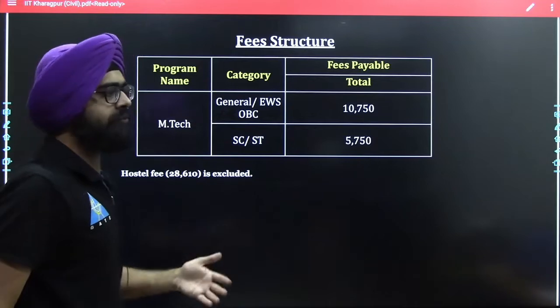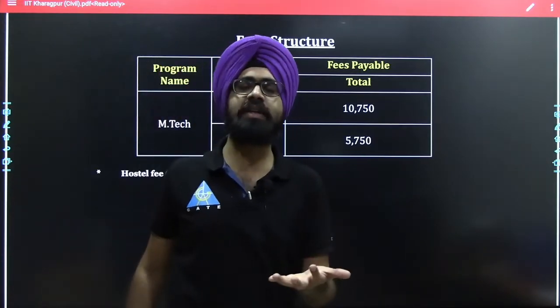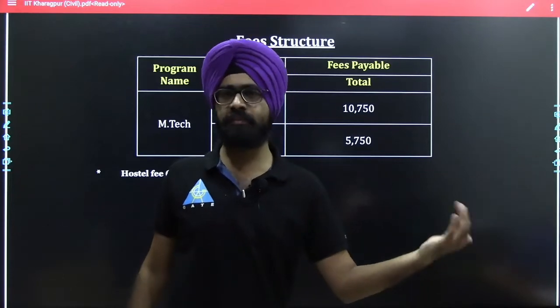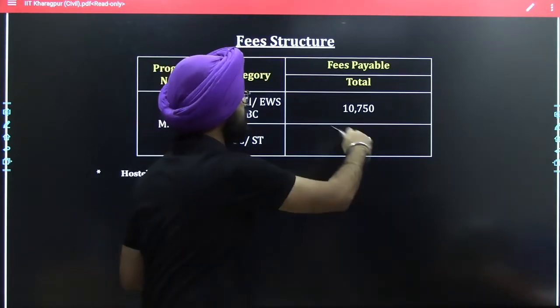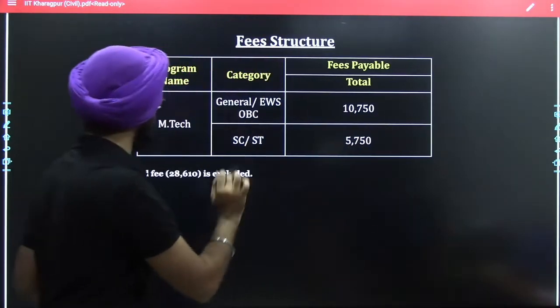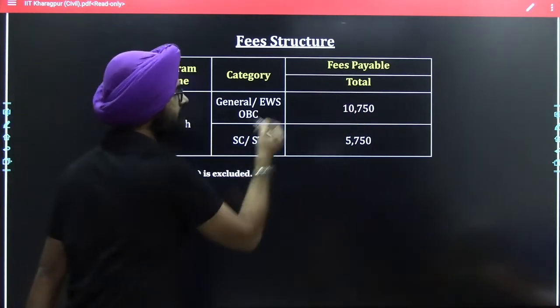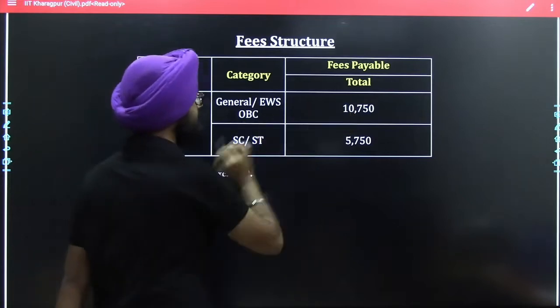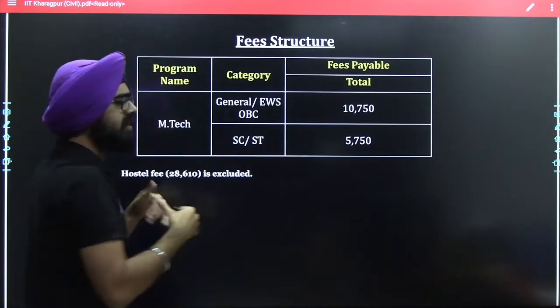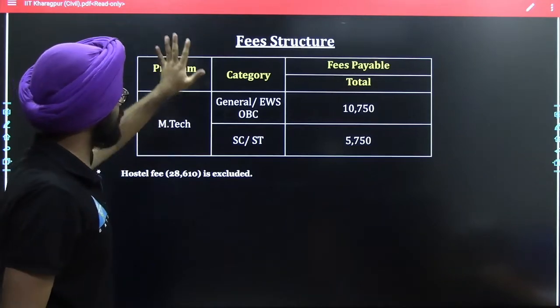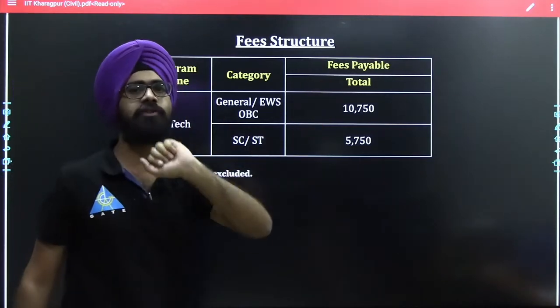If you have decided that you are not residing in a hostel and are looking for a PG or something like that, then you only have to pay the semester fees. But if you are staying in the hostel, then you have to pay 28,610 extra. Both of them get combined, and this is the total fee you have to pay for a semester if you are planning to do MTech in IIT Kharagpur.